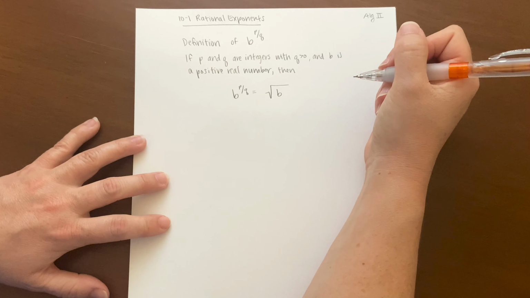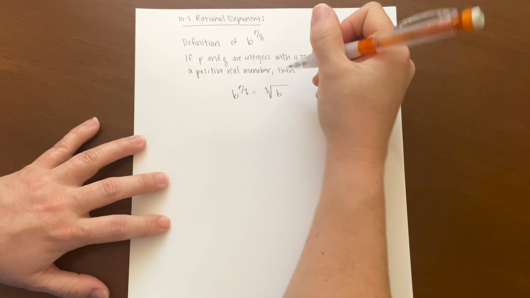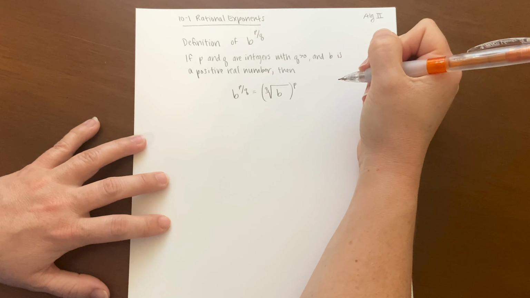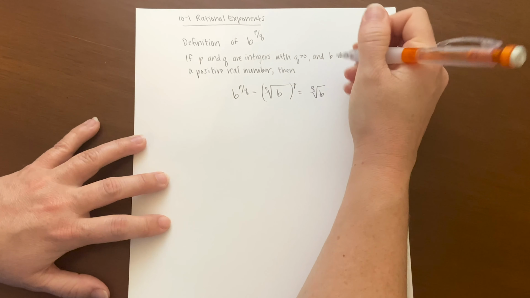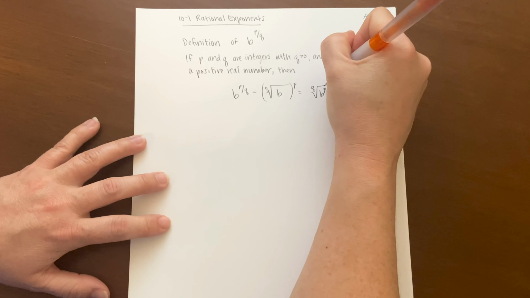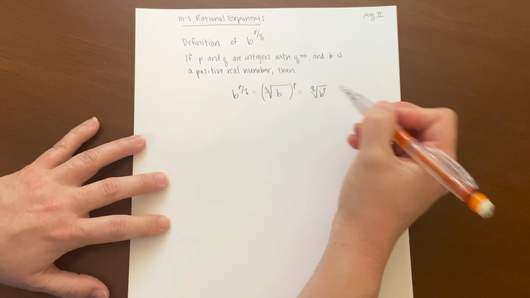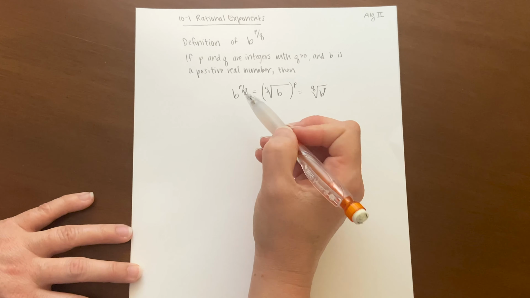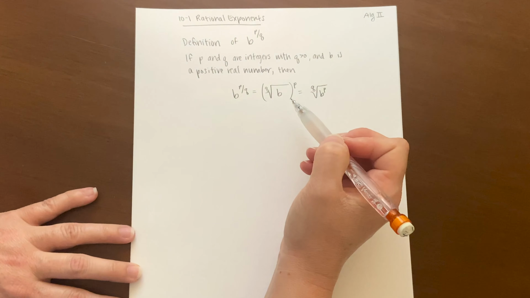I bet you weren't expecting that, it's got a radical in it. It's actually the q root of b raised to the p power. Or you could say it's the q root of b, raised to the p power. It doesn't really matter if you have the p outside the parentheses or the p inside the parentheses. A rational exponent is actually another way of expressing a radical expression.